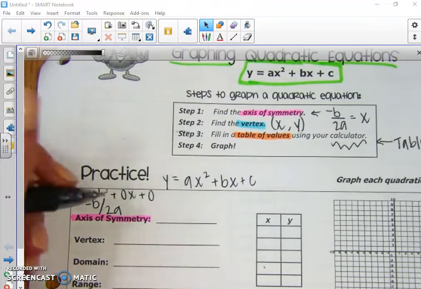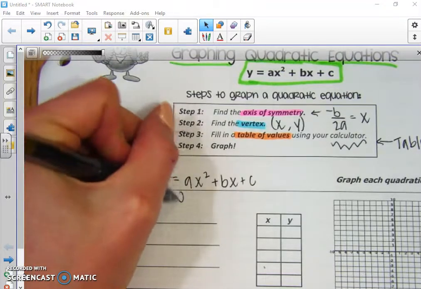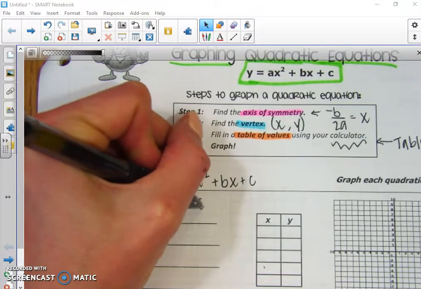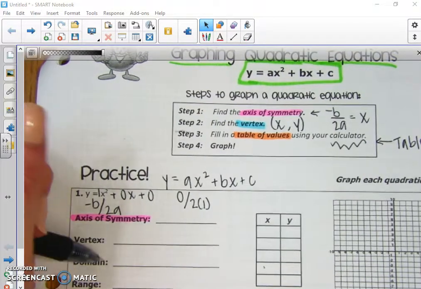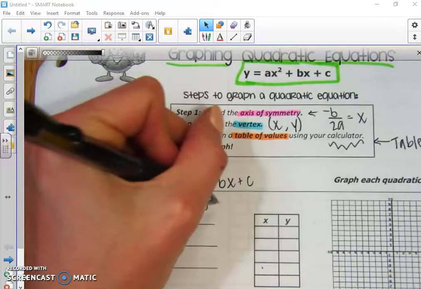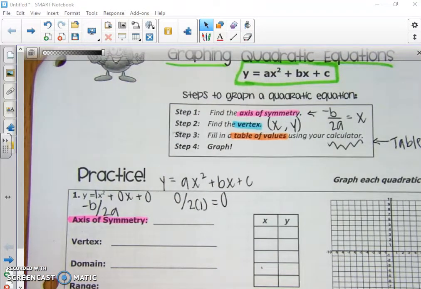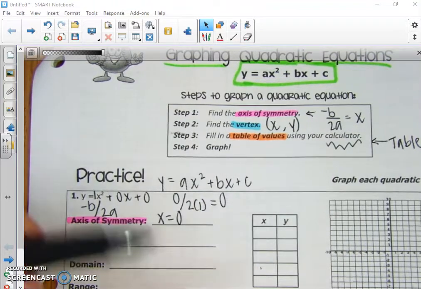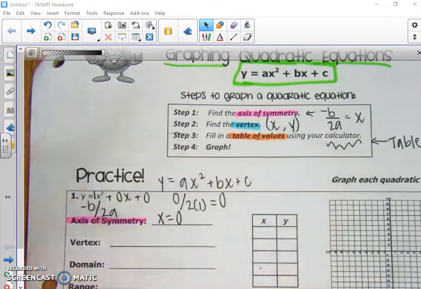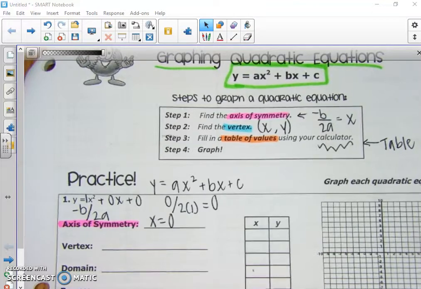So we're looking at negative b over 2a: 0 over 2 times 1. You can put this in your calculator, but hopefully we know that 0 divided by anything is just 0. So the axis of symmetry is x equals 0. That means that our graph is going to be cut in half on the line x equals 0.